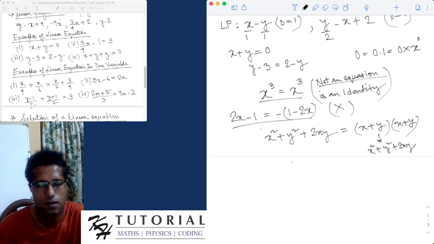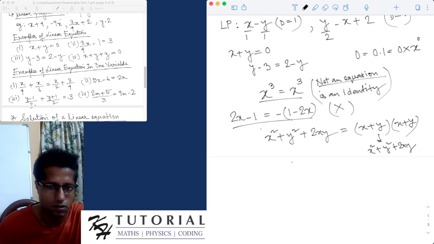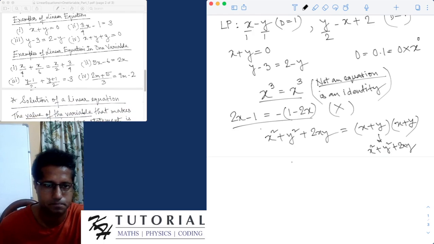So we have only one variable considering both the LHS and RHS. You can already see some examples in the notes. I will discuss some more examples.